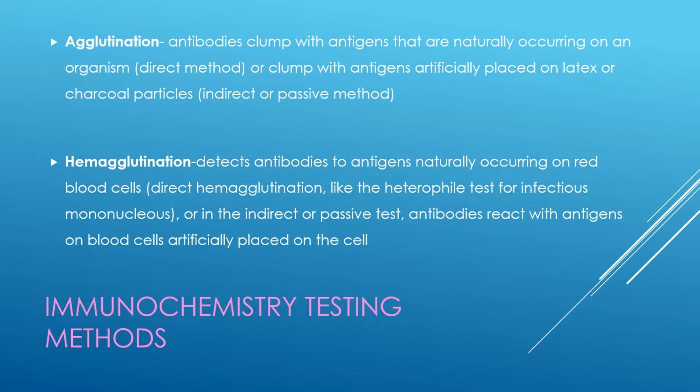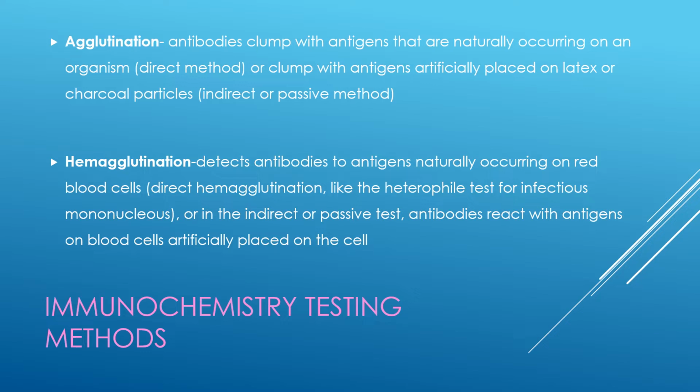Agglutination is when you have antibodies clumped with antigens that are naturally occurring on an organism. That is called a direct method, or they clump with antigens artificially placed on latex or charcoal particles, and that's called an indirect or passive method. In hemagglutination, we use something that is cellular in nature, okay? Whereas in agglutination, we use a particulate in nature.